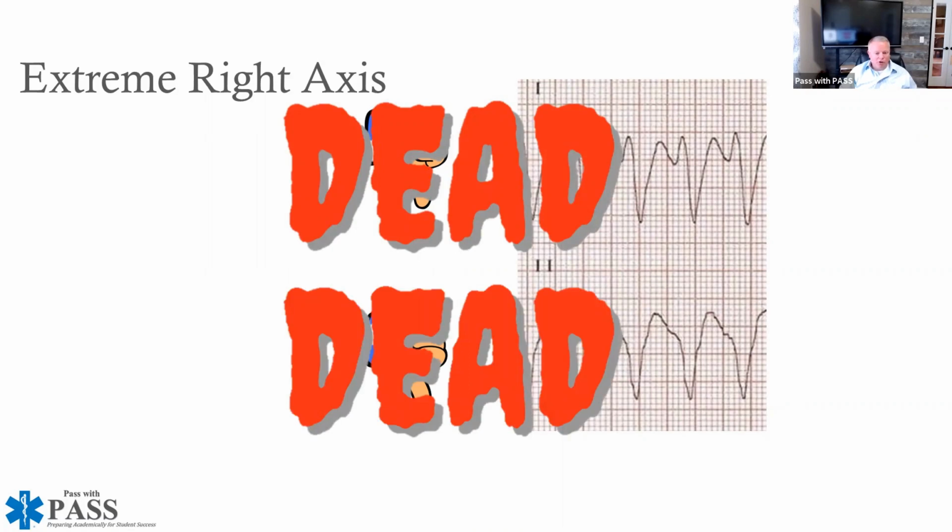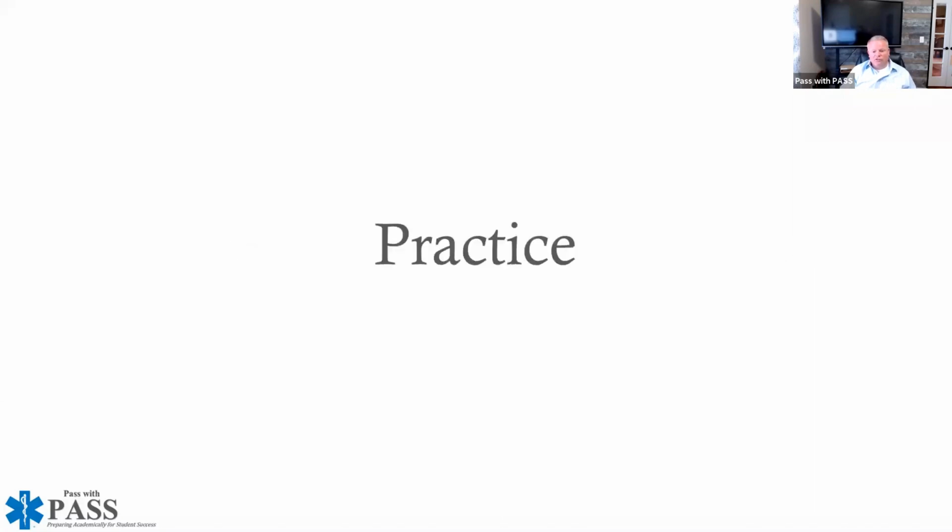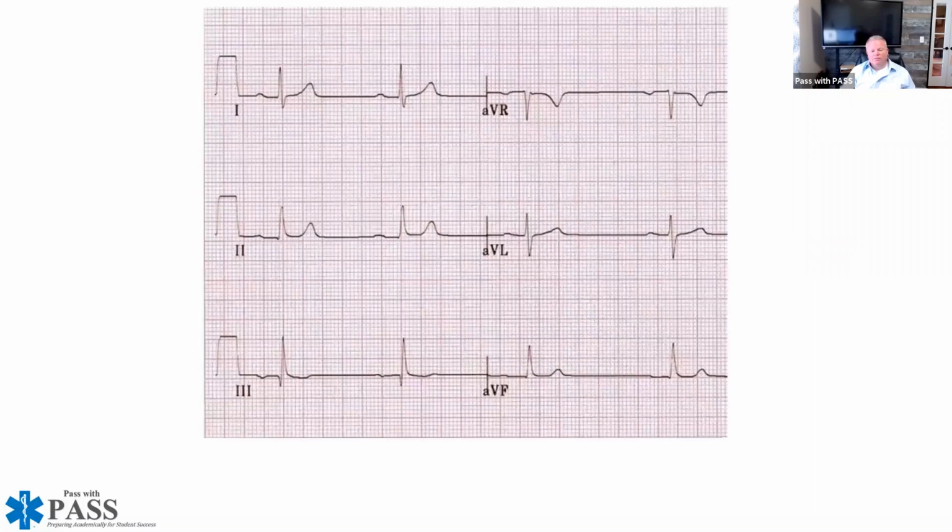Not very difficult to do that. So a little caveat here: if lead 2 is the equiphasic lead when doing the thumbs, then you would end up using lead 3 or lead AVF. Again, it's just kind of a one-off thing worth mentioning. All right, so let's practice here for a few minutes.